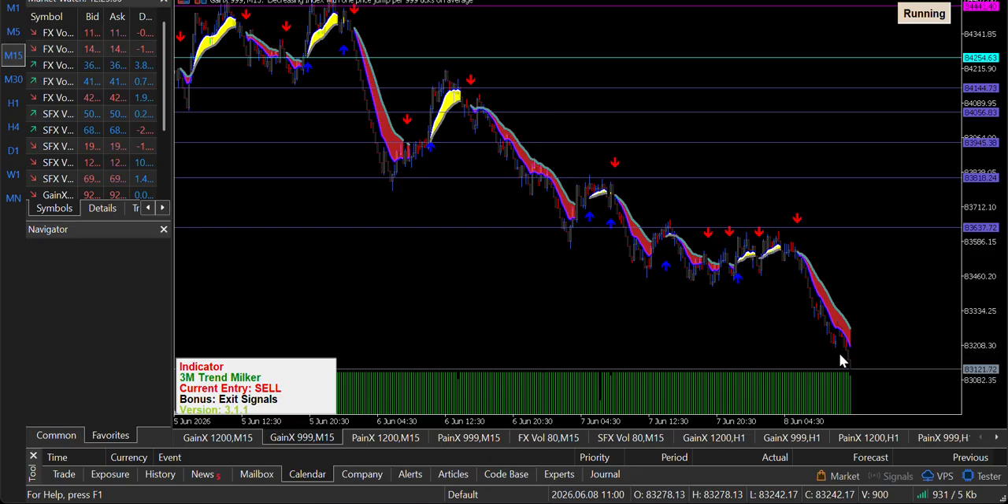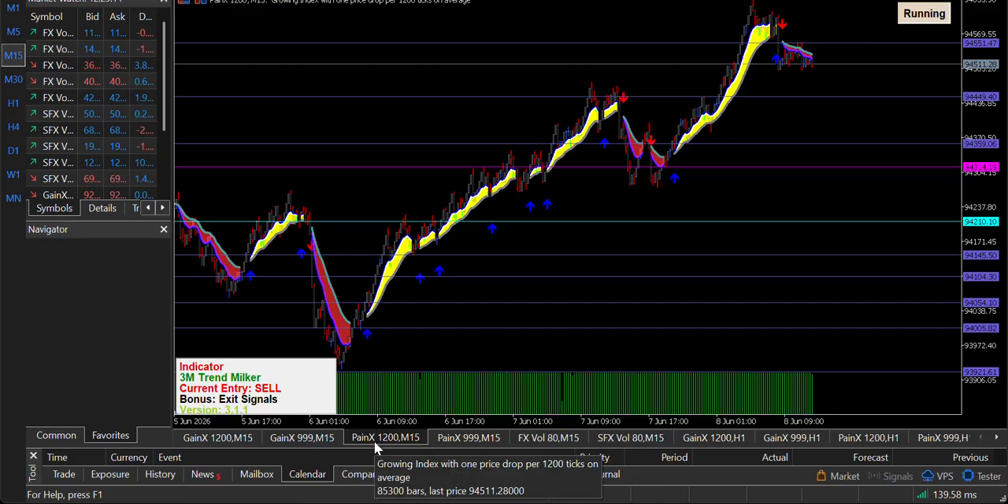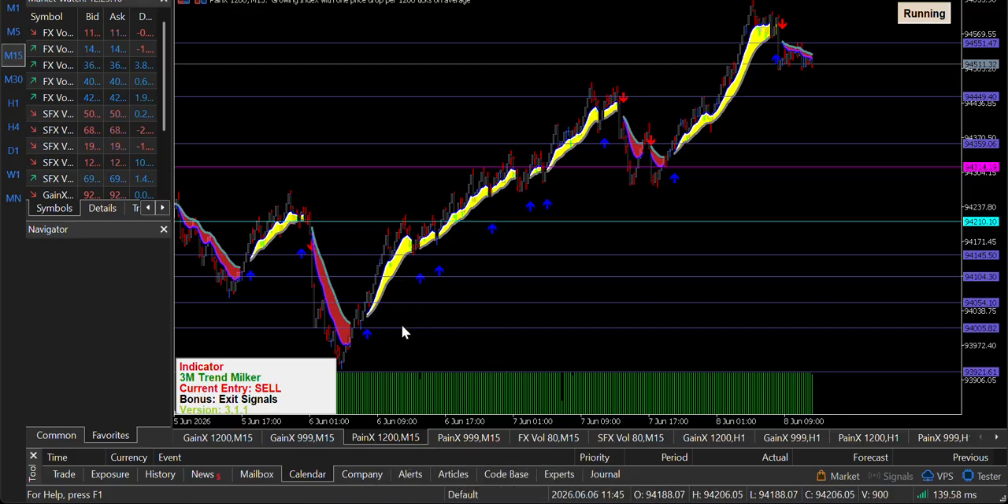At every pullback is also an opportunity to enter a trade. That is, if it is not getting so close to the next zone. Okay, so this is very, very important. Okay, so that is that for GainX 999. Let's check out PayNext 1200.